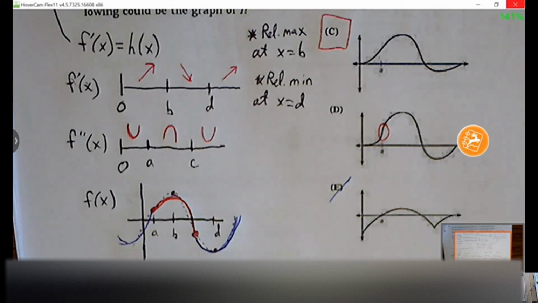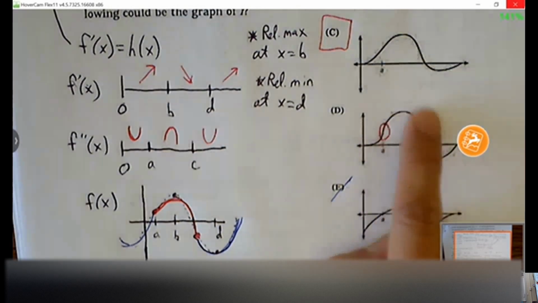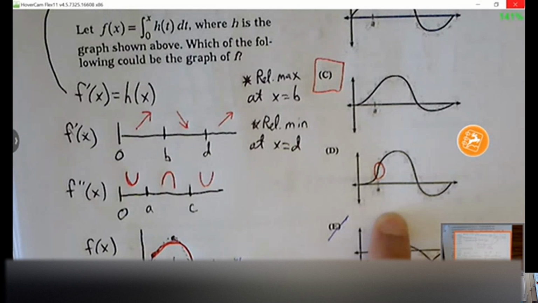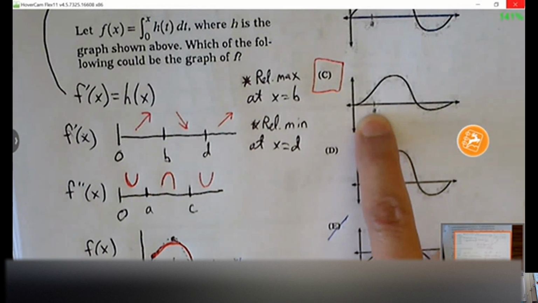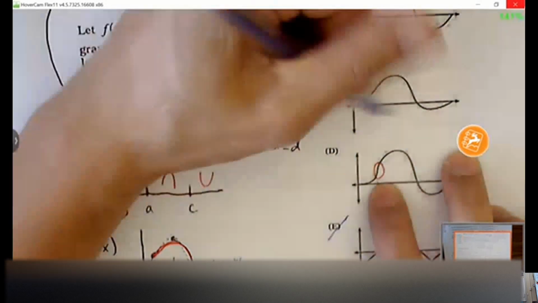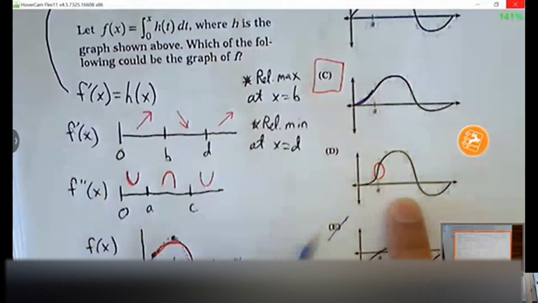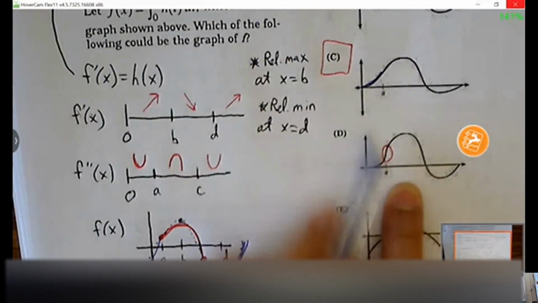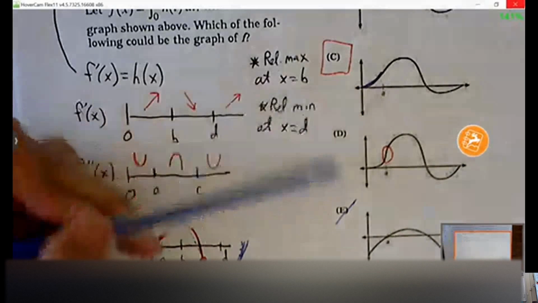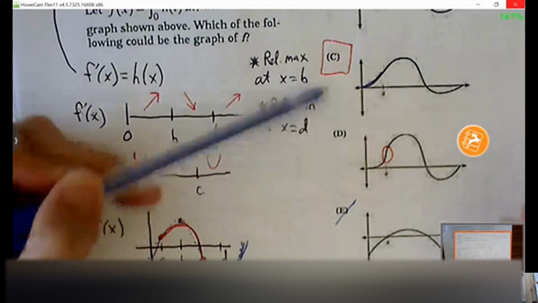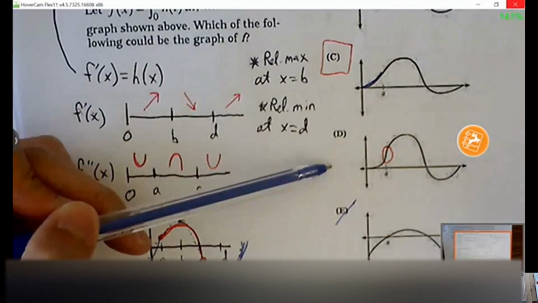Okay, next one I want to look at is number 6. Wait, yes. I thought that it would be D because the concavity changes at A. I think, yes, it does change at A, but I think this also changes at A, doesn't it? It's more apparent here. So I think the answer is C.